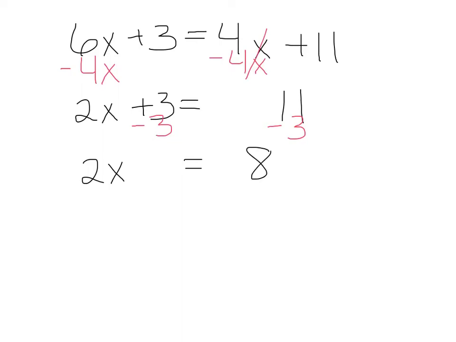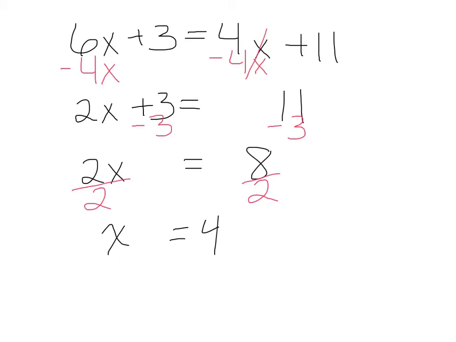I need to get rid of the 2. That's 2 times x. So to get rid of it, I will divide by it. And what I do on the left, I must do on the right. 2 divided by 2 is 1x. 8 divided by 2 is 4.